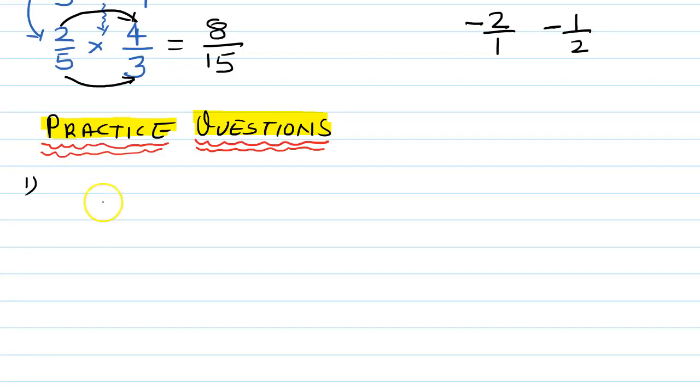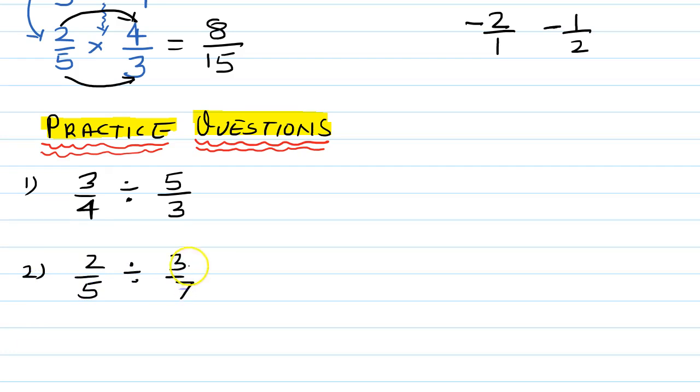So let's see a question here, practice questions for you. It is 3 over 4 and there's a division sign, and let's write down here 5 over 3. Okay, so this practice question you need to try, and 2 over 5 divided by 3 over 7. Please pause the video and have a go, and let's see what your answer is, and then you can check your answer with my answer. Okay, please pause the video.